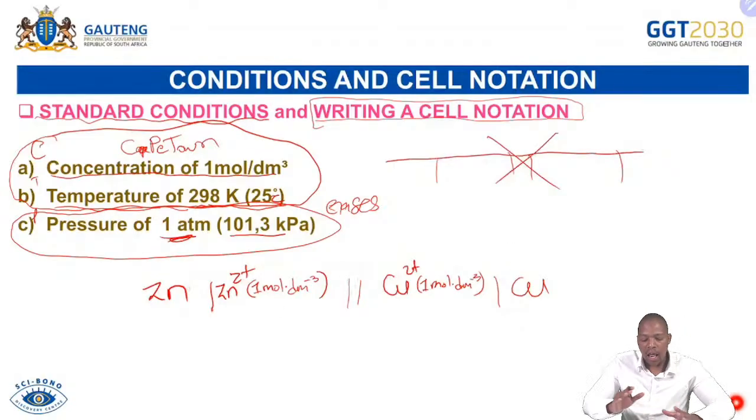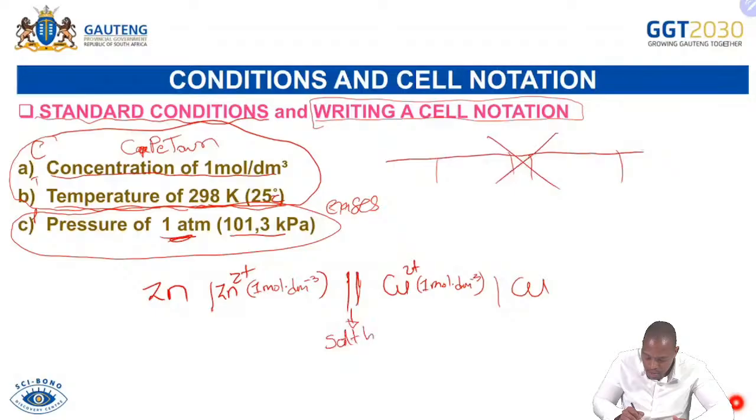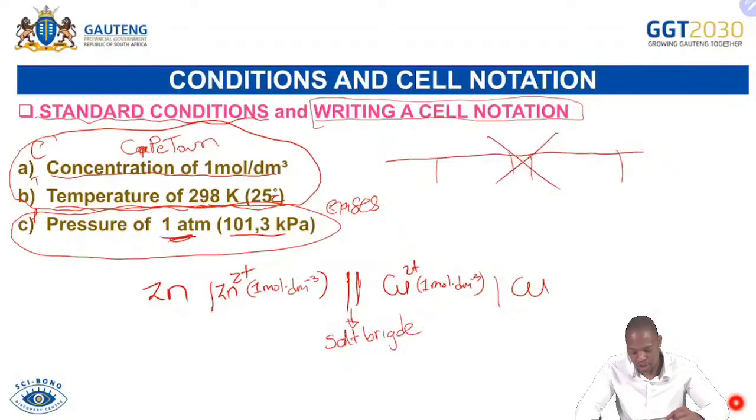The double line is actually important. It represents a salt bridge. This double line actually represents a salt bridge. So there's a question that could be asked: what does this double line represent? It's a salt bridge. So this is how you write a cell notation, grade 12.